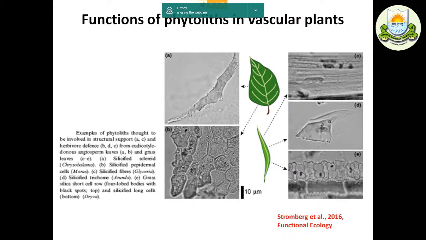Now, apart from this paleoclimatic implication, these silica have some functions within the vascular plants. And what do they perform? Or what do they actually perform?